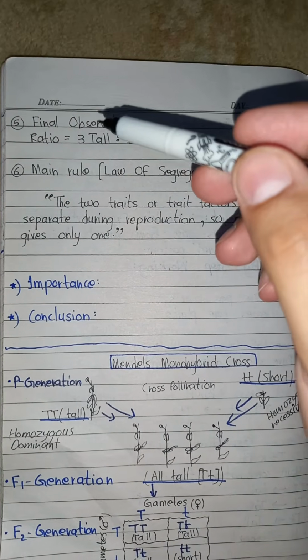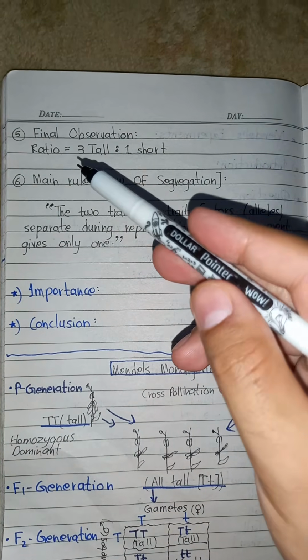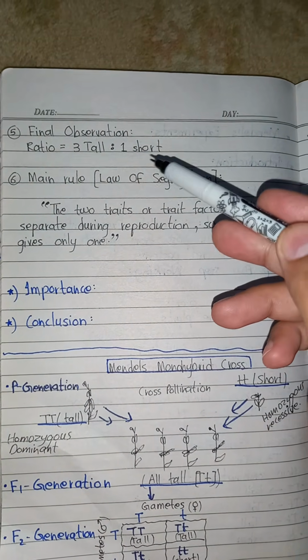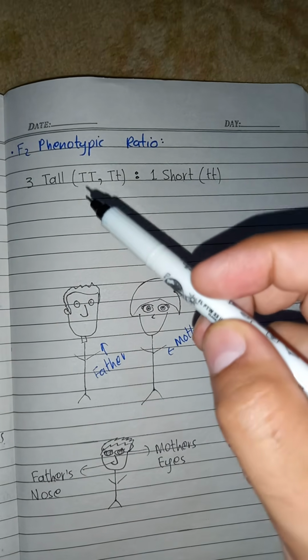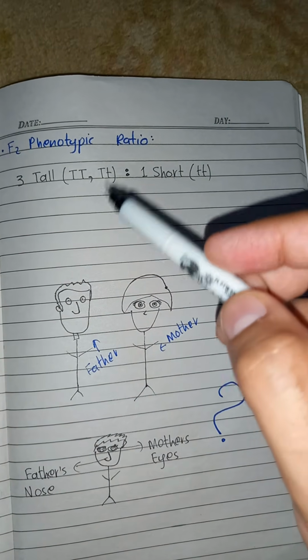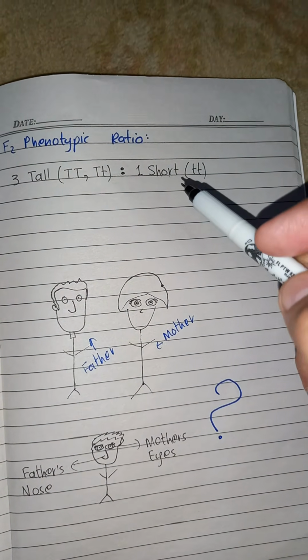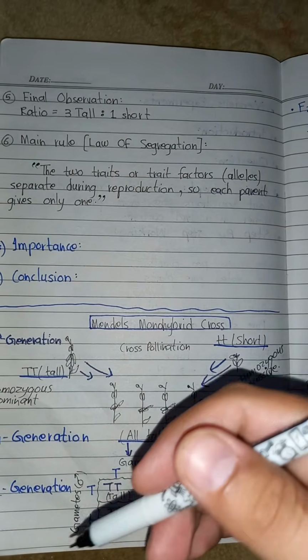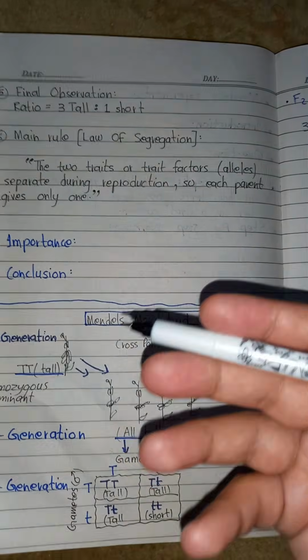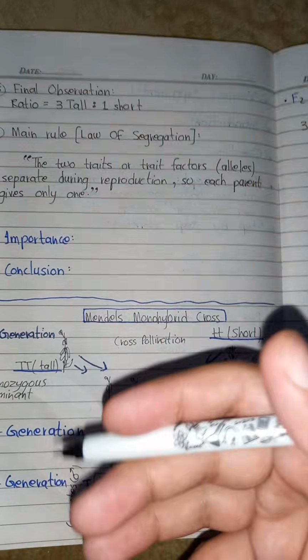Now step number 5, the final observation. The ratio was 3 tall, 1 short. But the 3 tall have these combinations: capital T capital T, capital T small t, capital T small t. And the short one is always the small tt. So it shows that traits separate and recombine, and recessive traits can reappear.